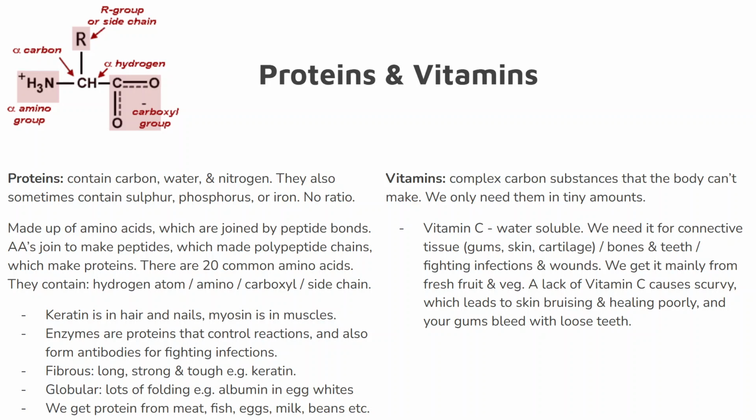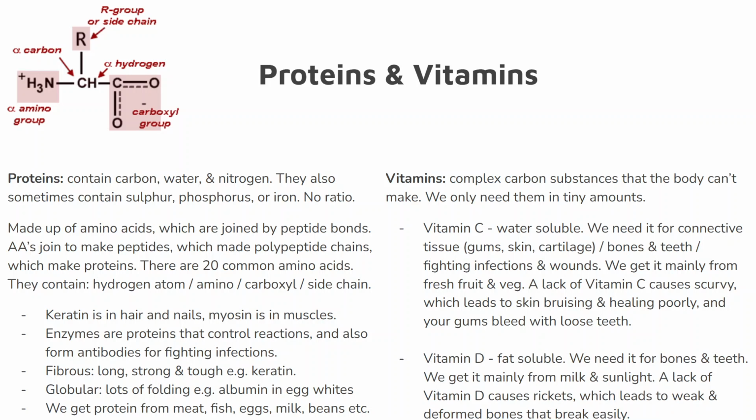A lack of vitamin C causes scurvy, which leads to your skin bruising and healing poorly, and your gums start to bleed and you get really loose teeth. This isn't really a problem nowadays, but it was a problem back in the day with sailors because you couldn't transport fresh fruit and vegetables. You couldn't keep them fresh, so they didn't have anything to give them vitamin C. So a lot of sailors back in the day would get scurvy.